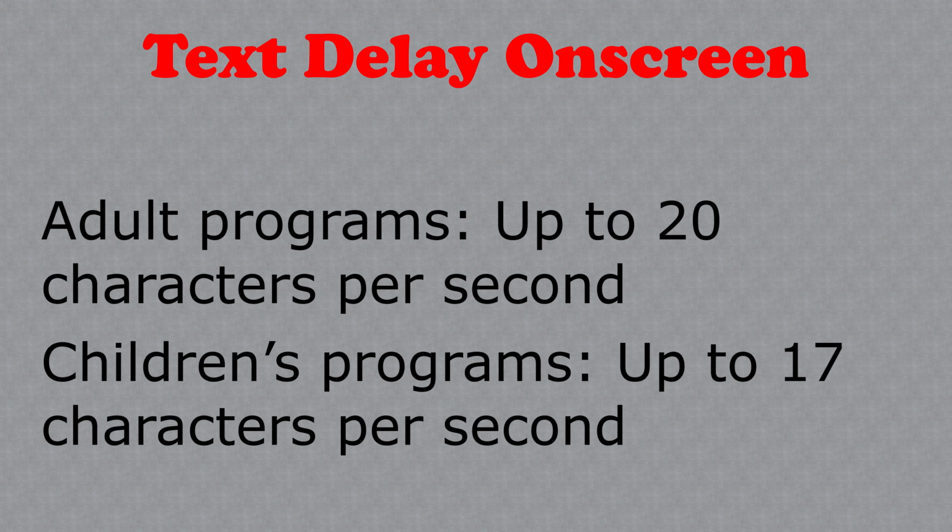This section is about reading speed limits. For adult programs, a maximum of 20 characters per second, and for children's programs, a maximum of 17 characters per second. Let's look at how to caption songs.